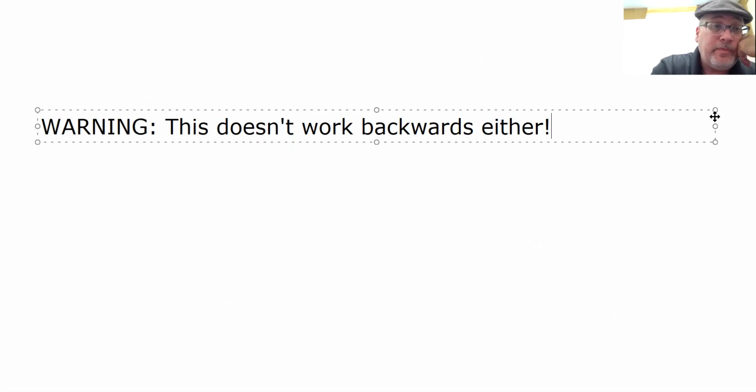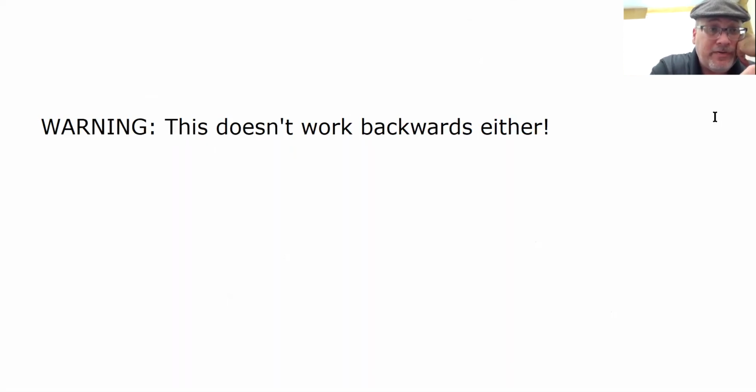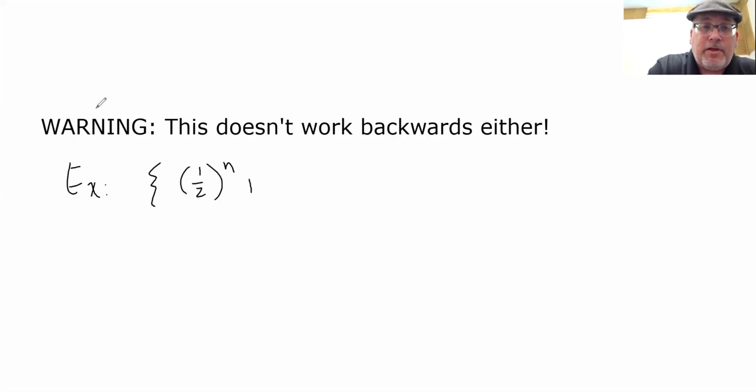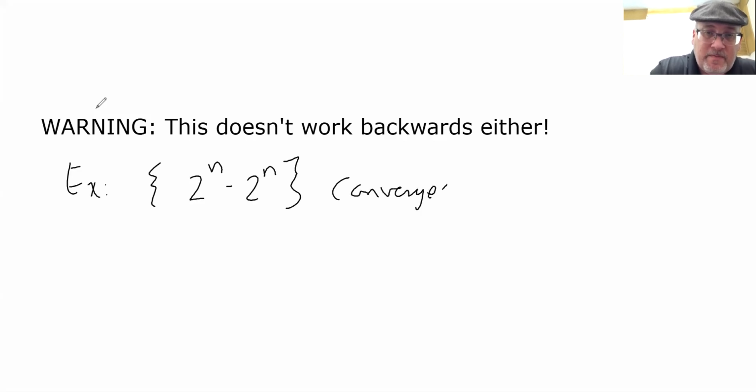Here's a real easy example. If we take, oh, I don't know, let's just say 2 to the nth minus 2 to the nth. This clearly converges to 0, because each term is equal to 0.